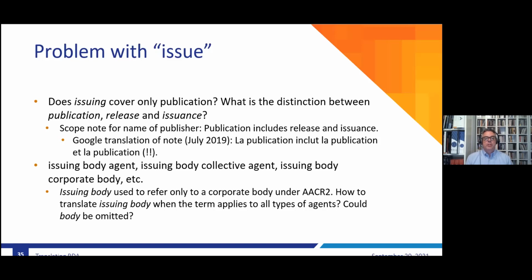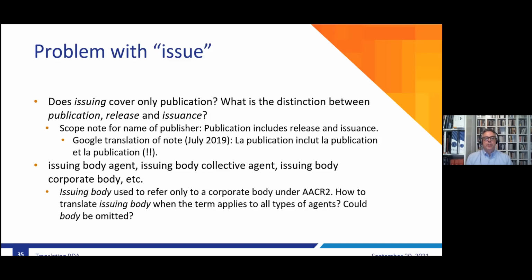What is the distinction between publication, release, and issuance in a scope note, such as the one for name of publisher, which reads publication includes release and issuance? The distinction seems subtle enough to confuse Google Translate, which suggested back in July 2019 a translation that meant publication includes publication and publication.